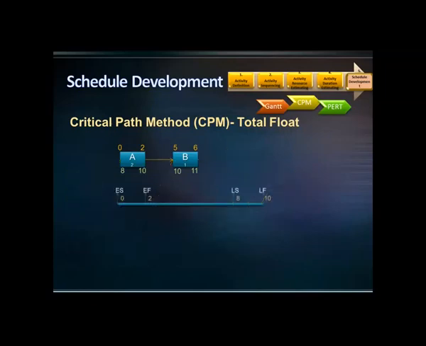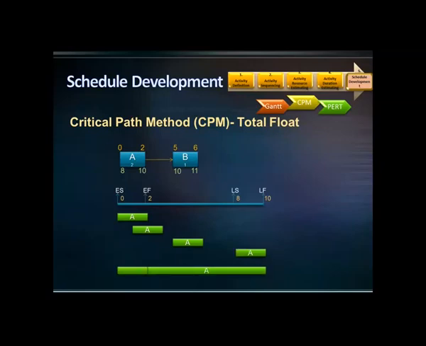Let's check how much float is available for activity A. The earliest finish date of activity A is at day 2. It happens when activity A starts immediately. However, activity A can start any time between day 0 and day 8.